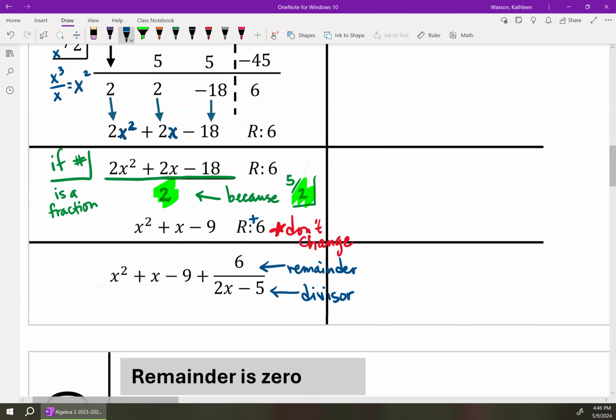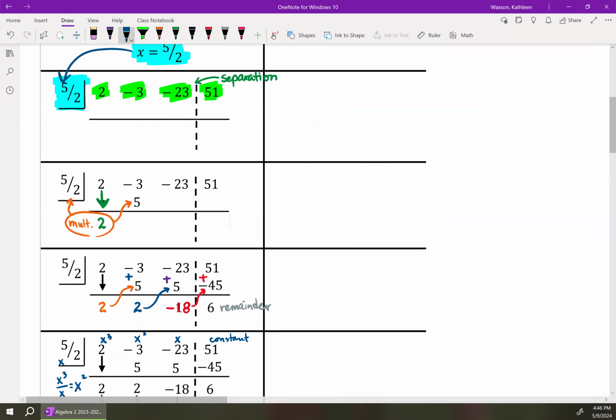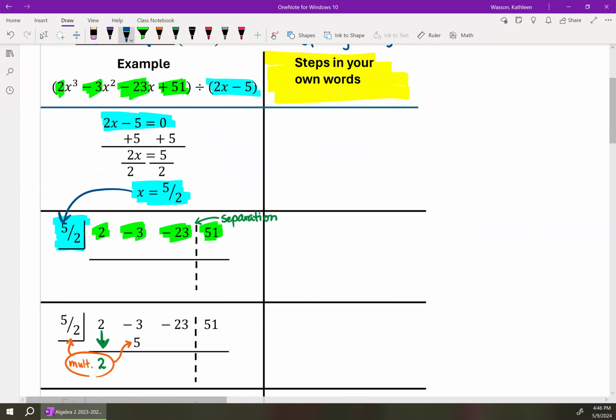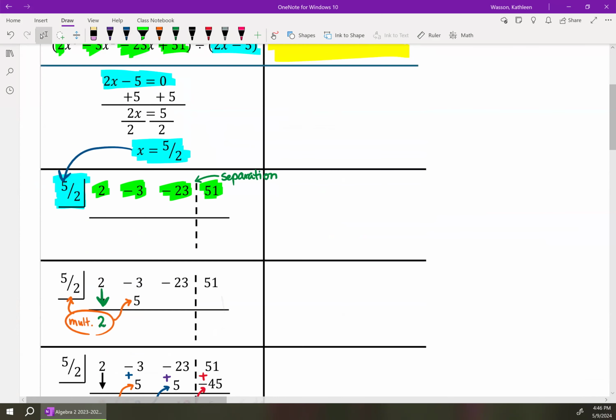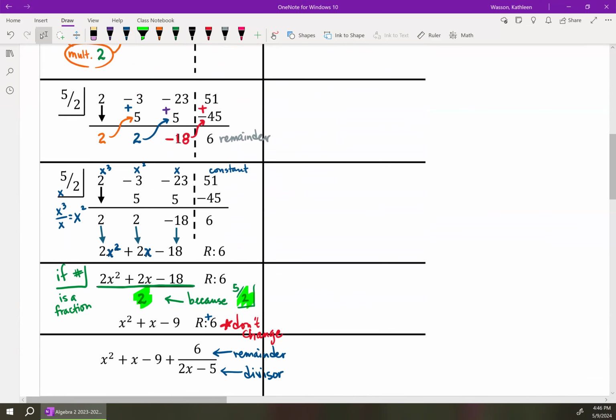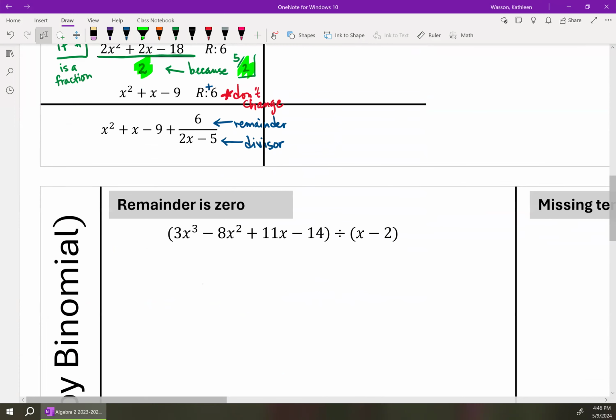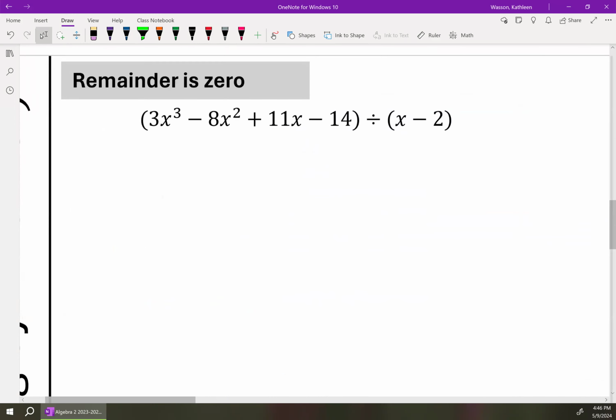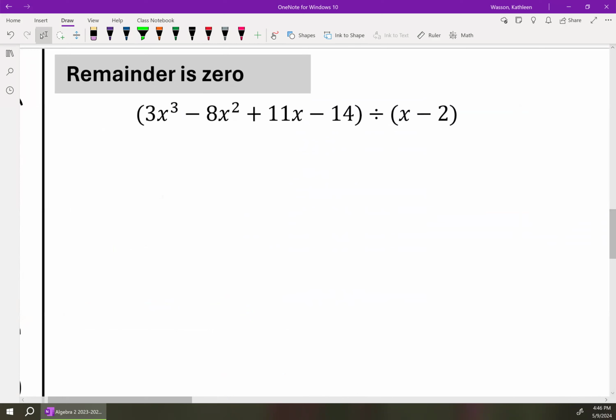So write whatever you need to write on this so that this makes sense to you and you'll know what to do when you're doing them on your own. I do have several examples to do with you, so let's start that. This first one, there's no remainder. Step 1, make sure that your polynomial is in order from most x's to least, and that there are no gaps. And then set your divisor equal to 0 and solve for x.